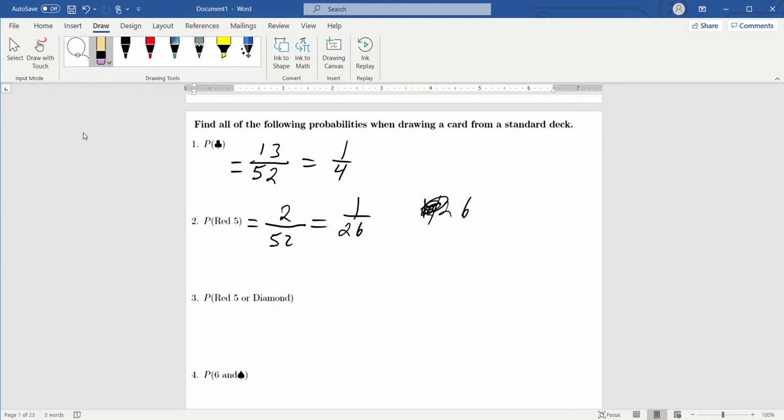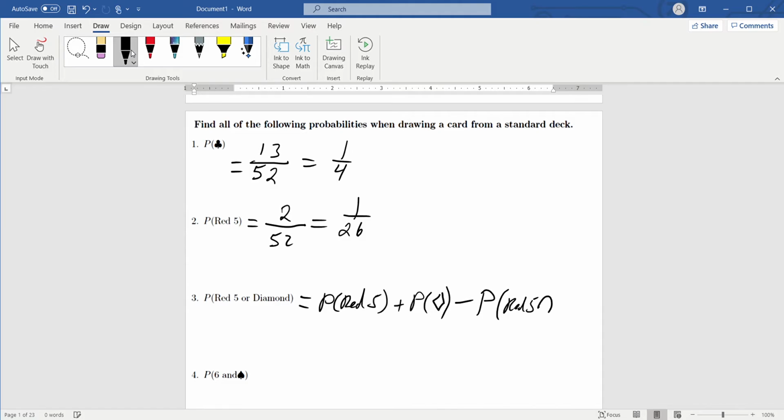Okay, there we go. So now this says I want the probability of a red 5 or a diamond. So this is going to become the probability of a red 5 or means plus the probability of a diamond. But I have to make sure to subtract a possible intersection. So make sure to subtract the probability of a red card being a red 5 and a diamond.